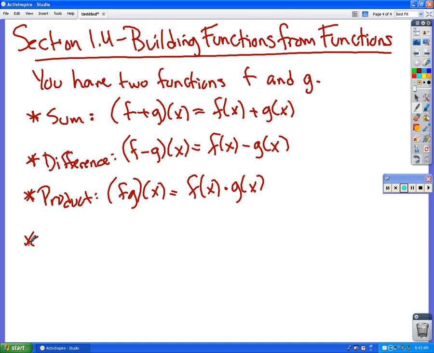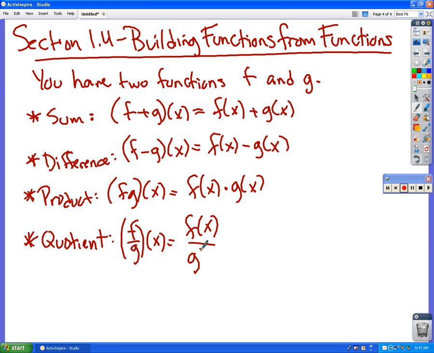We can do the sum, the difference, the product, and the quotient. No one likes that. That is true. Especially because there's different fractions, but no one likes those even more.